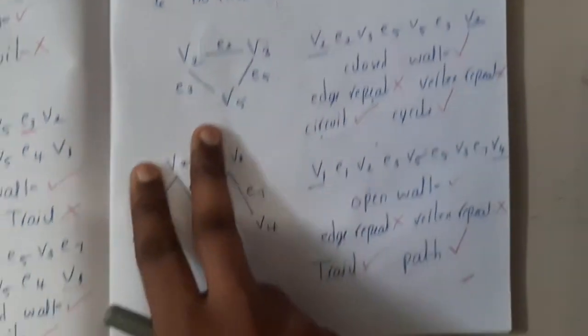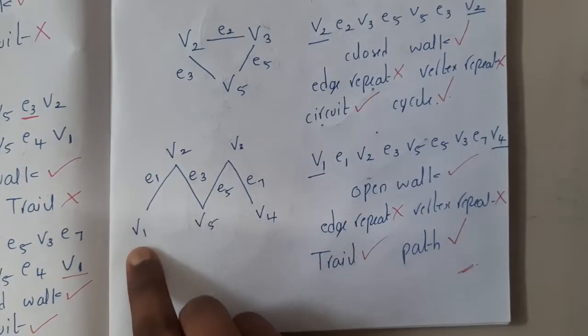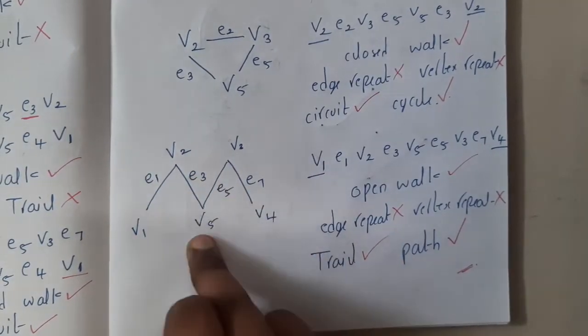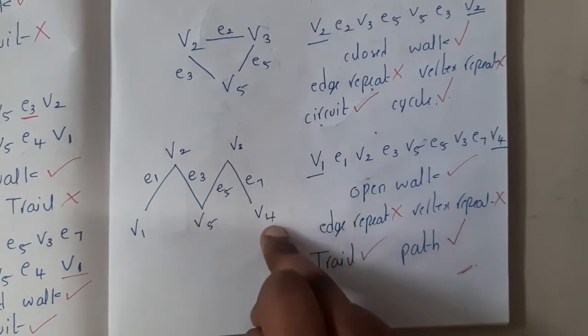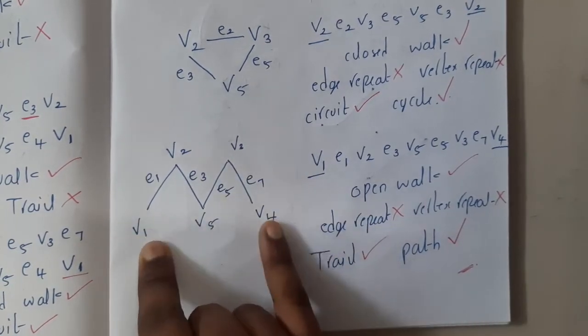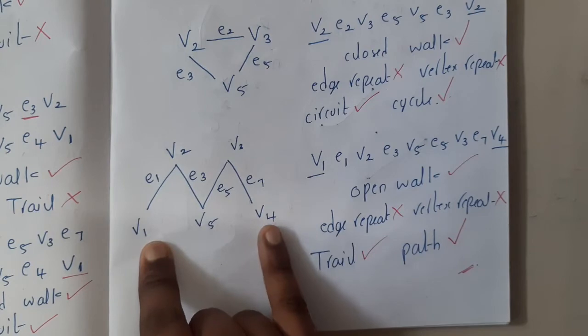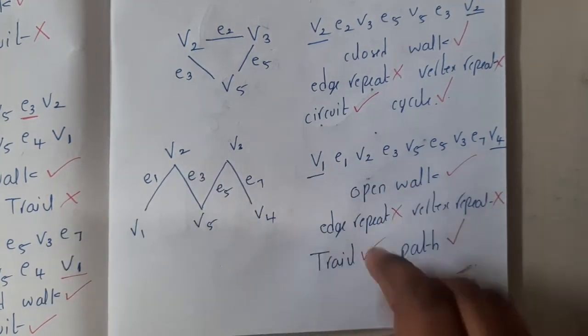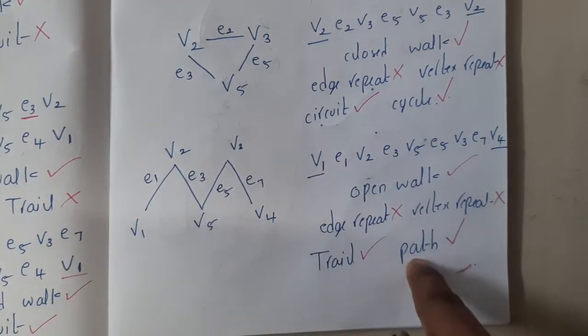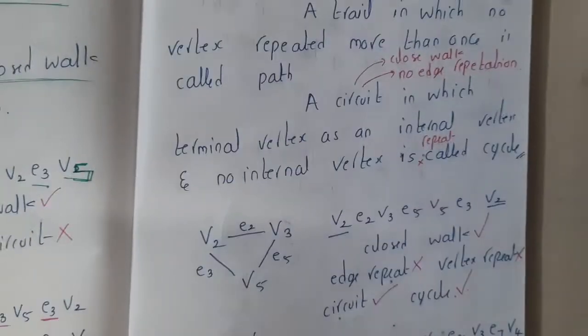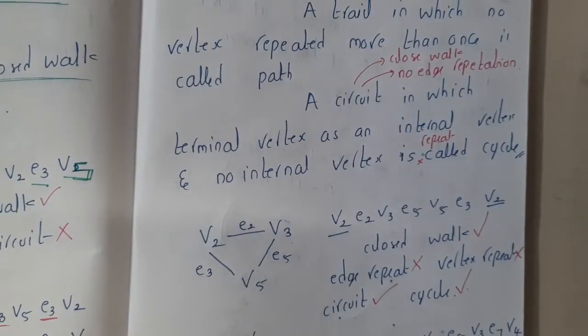Done. Got it? Yes. Similarly, V1, E1, V2, E3, V5, E5, V3, E7, V4. Basically it started here and ended here, so it is an open walk. Is there any edge repetition? No. Is there any vertex repetition? No. Hence it is a trial and it is a path. Got it? These terminologies are really easy, guys, but there is a potential chance of getting confused also. That is the reason why please concentrate while reading, guys.